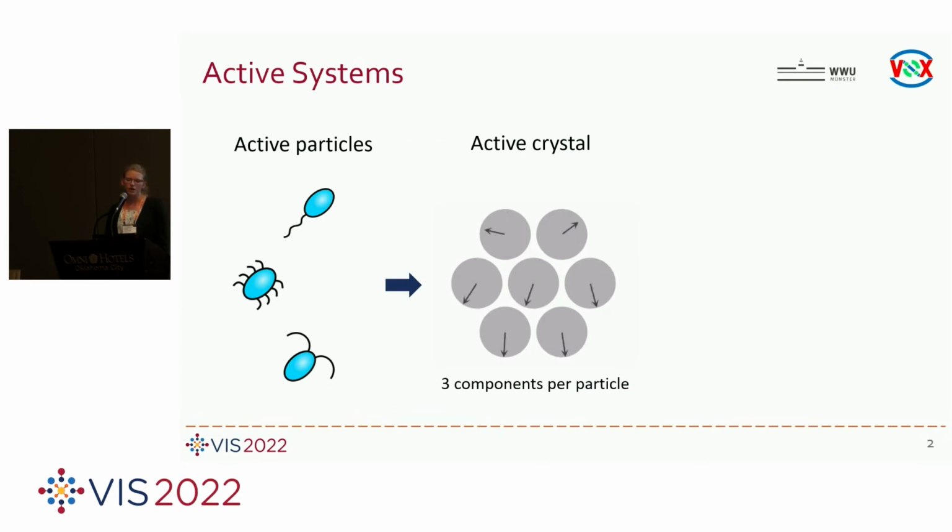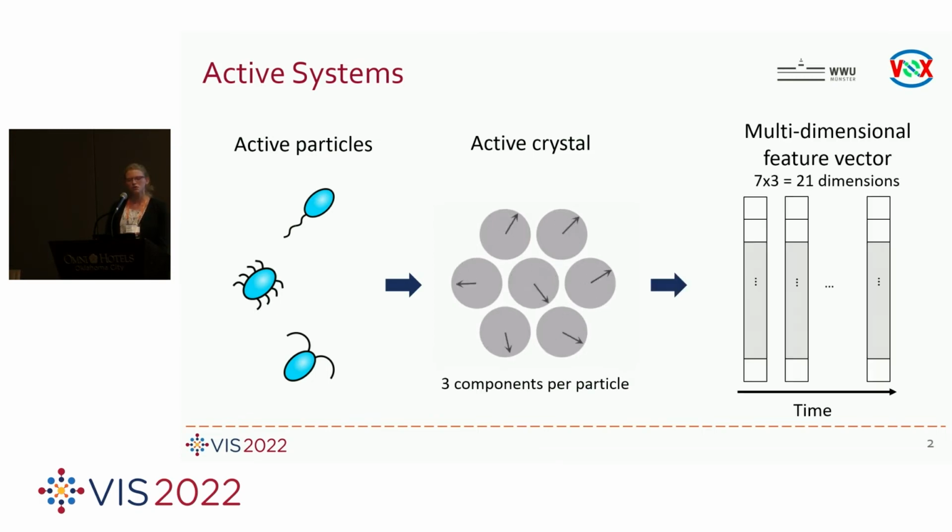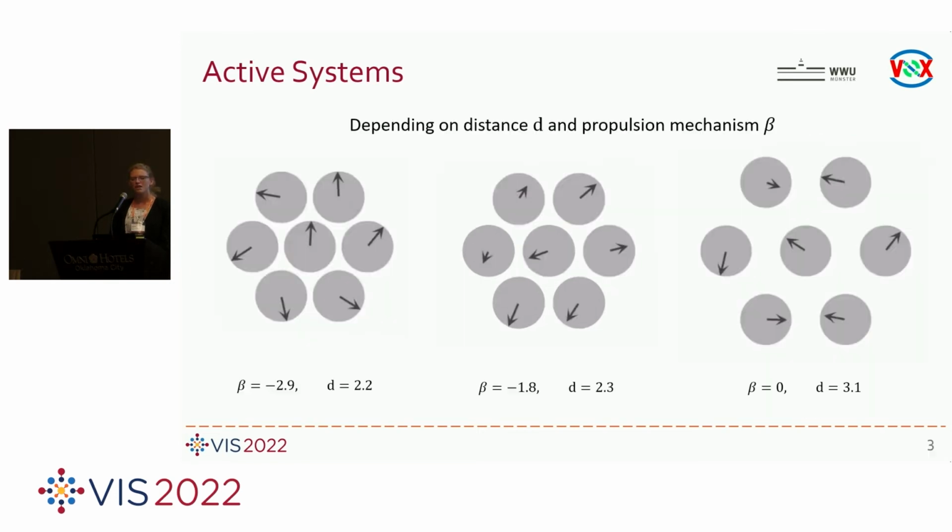Here, we can describe the orientation of each particle by a 3-dimensional particle vector. If we now want to describe the whole system, we can concatenate the individual particle directors and obtain a multidimensional feature vector. So in case of 7 particles, as we have here, we obtain a 21-dimensional feature vector that varies over time. These simulations in active systems strongly depend on the input parameters. Common input parameters in this example are the distance d between the individual particles in the crystal, as well as the propulsion mechanism driven by a parameter called beta.